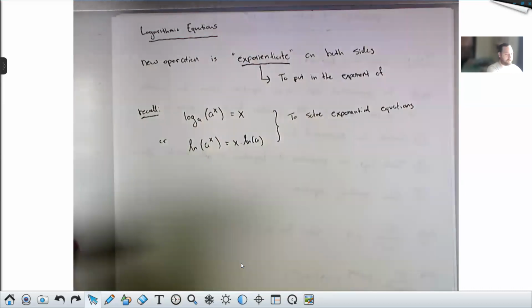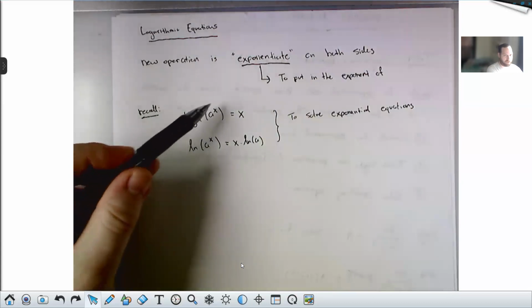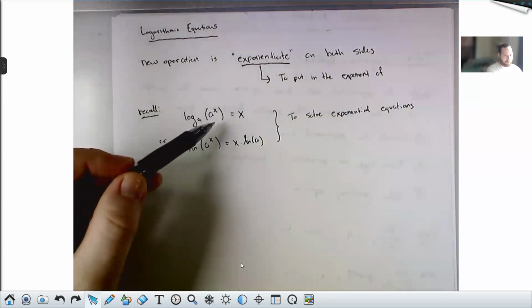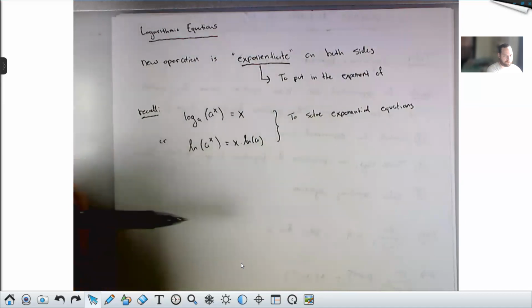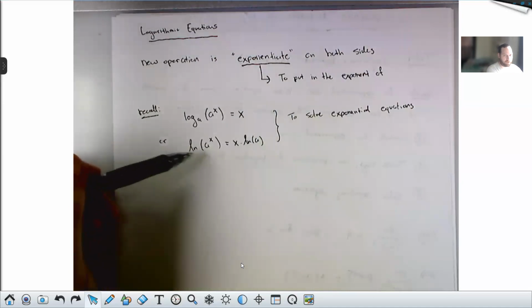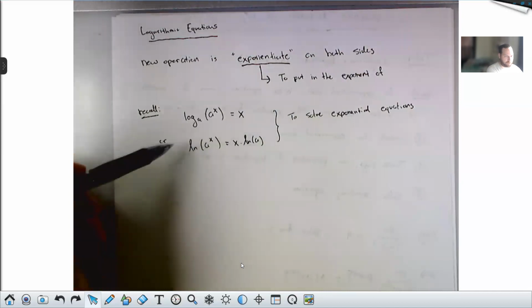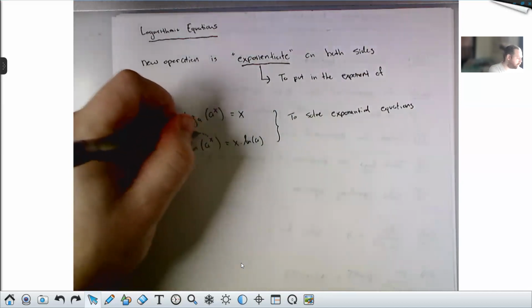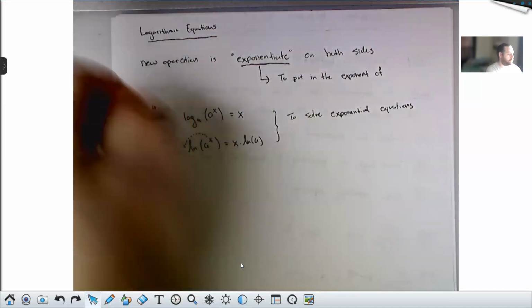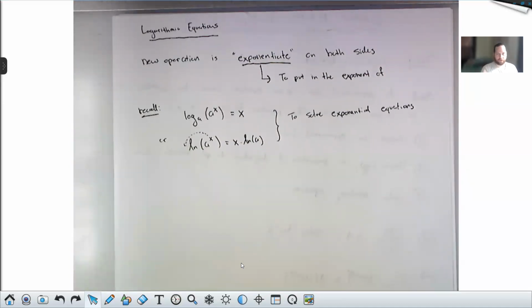Right? So when we take logs on both sides, if there's an a to the x, when you take the base a log, if the bases match, you just get x. If you take the ln of both sides and on one side you have an a to the x, then that x can come down. And that was one of our properties of logarithms. These are sort of the two rules that allow us to solve exponential equations using logarithms.